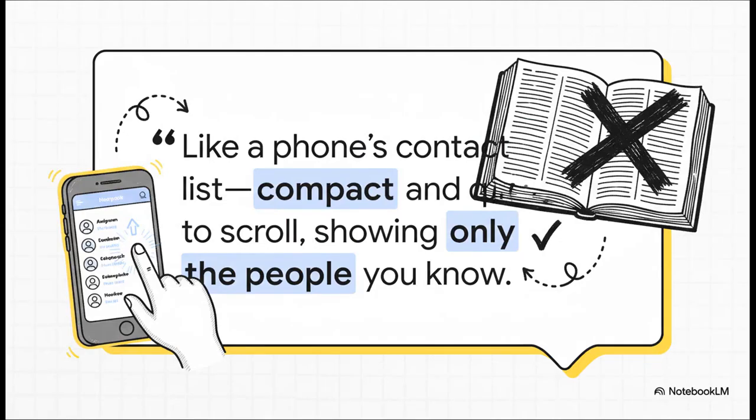And the analogy here is just perfect. It's like your phone's contact list, right? You don't have an entry for every single person on the planet, do you? No, you just have the people you actually know. That is exactly how an adjacency list works. It's compact, it's quick to scroll through, and it only stores the connections that truly exist.